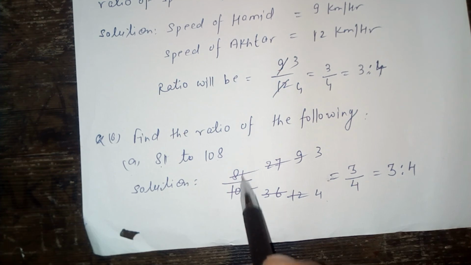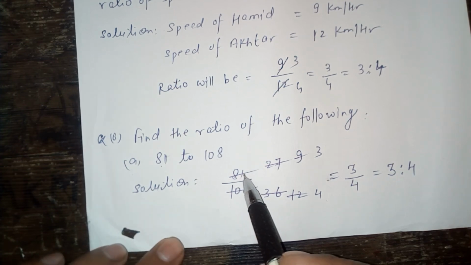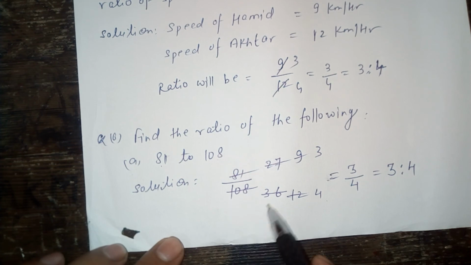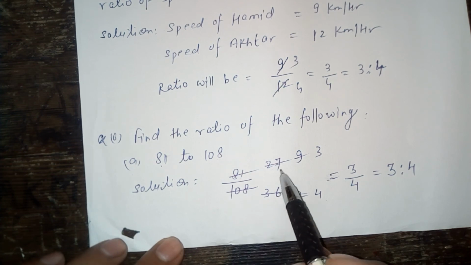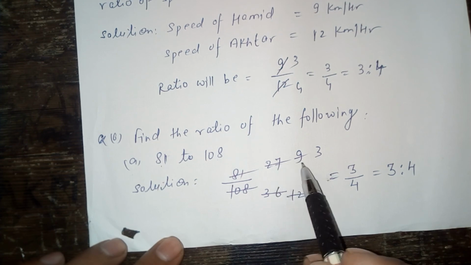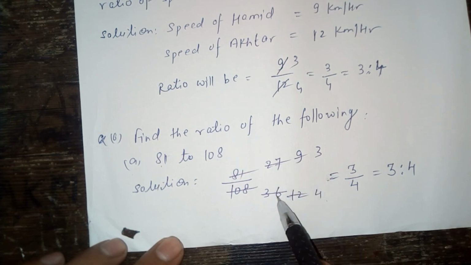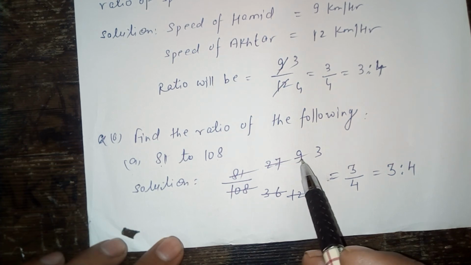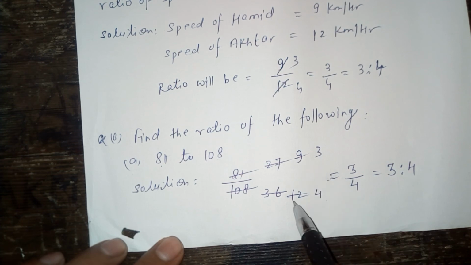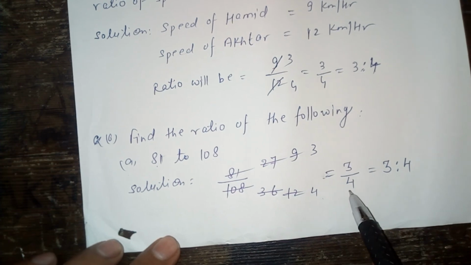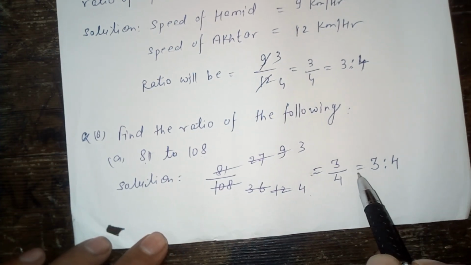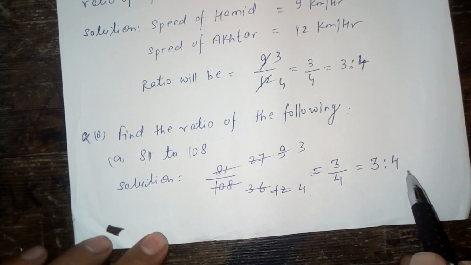Now look here, it will be cancelled by the same number. 81 divided by 3 gives 27. 108 divided by 3 gives 36. Again 27 divided by 3 gives 9, and 36 divided by 3 gives 12. 9 divided by 3 gives 3, and 12 divided by 3 gives 4. It is equal to 3 upon 4, and in ratio form 3:4.